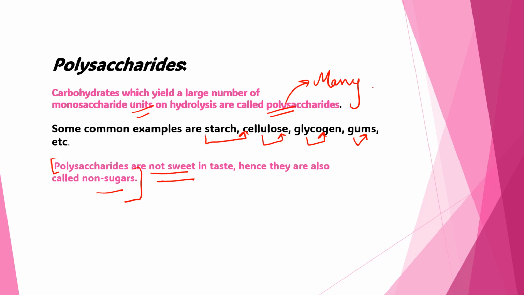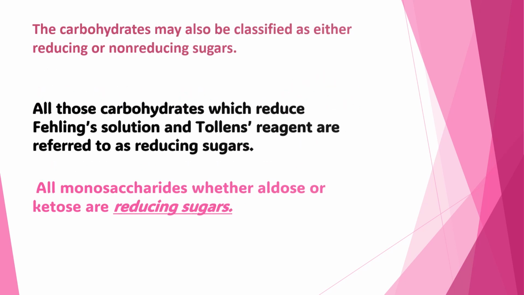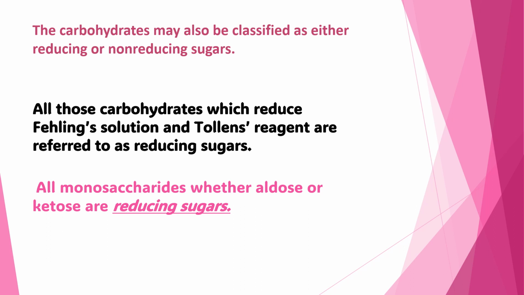Now next, we have to study some more things. Carbohydrates can be further classified into reducing or non-reducing sugars. So how will we remember this? First, the carbohydrates which reduce Fehling's solution and Tollens' reagent are referred to as reducing sugars. This is the first thing. And all monosaccharides, whether aldose or ketose, are reducing sugars. This is the second thing. So we have discussed reducing and non-reducing sugars.